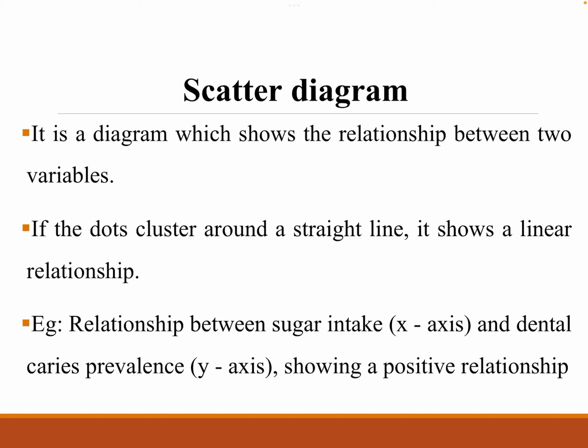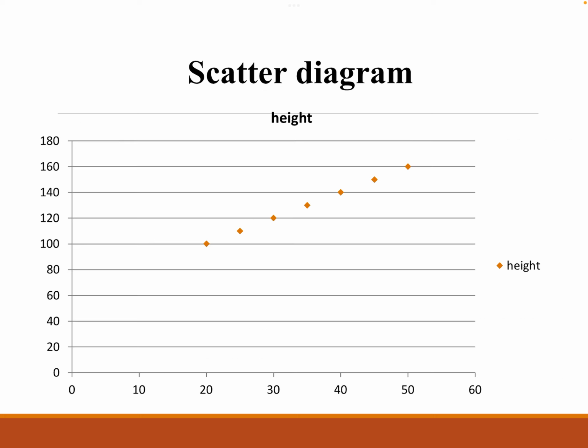Next is a scatter diagram. It is a diagram which shows the relationship between two variables. If the dots cluster around a straight line, it shows a linear relationship. Example, relationship between sugar intake and dental caries prevalence, showing a positive relationship. So this is a scatter diagram which shows a positive relationship.